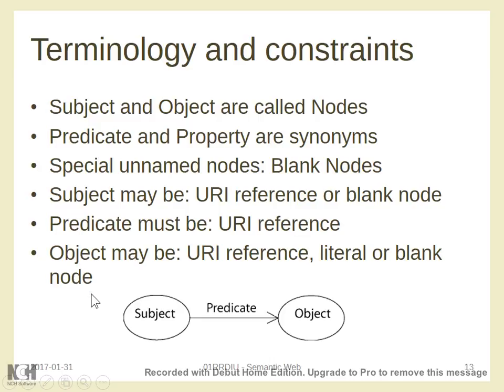What are the possible values for subjects, predicates, and objects? This is actually the rule for syntactically correct RDF graphs. An RDF graph is syntactically correct if the subject of every relationship, of every predicate, is a URI or a blank node. Forget the blank node for the moment. The predicate must be a URI. The object can be a URI, a literal, or a blank node. So we had two data types, URI and literal. Now we learn that the literal can only be in the object position of the triple. The literal can never be a subject. This is the only restriction. Everything else is a URI or a blank node.